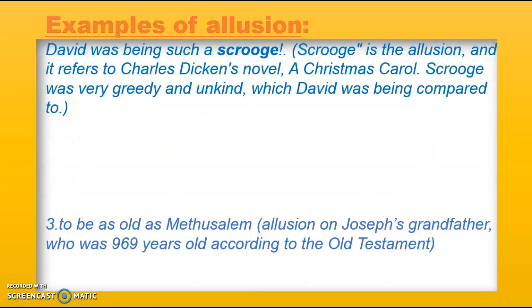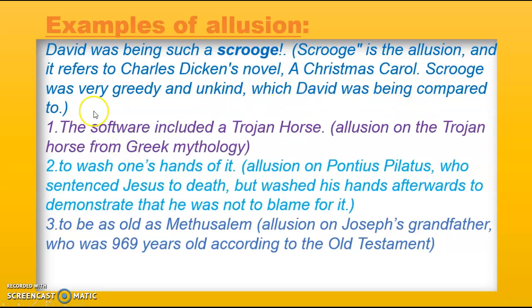Okay, "David was being such a Scrooge." Scrooge is the allusion, and it refers to Charles Dickens' novel, that means A Christmas Carol. Scrooge was very greedy and unkind, which David was being compared to, right? And the rest you can read for yourself here, all right? Now let's move on to the next one.